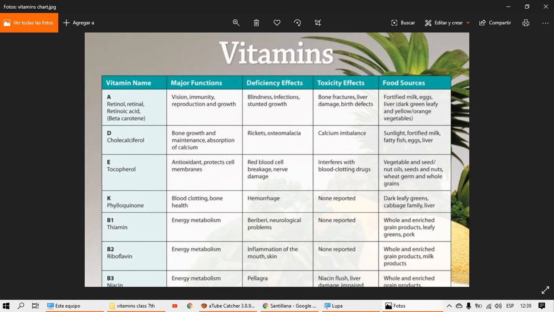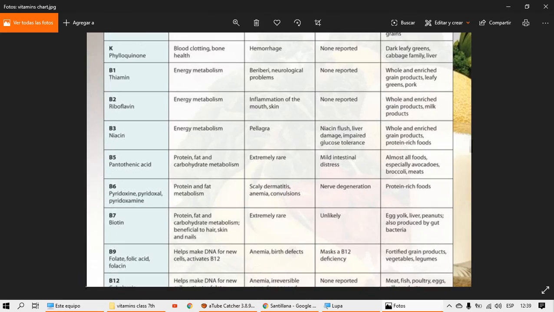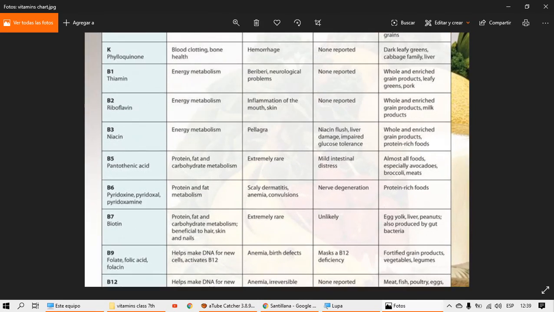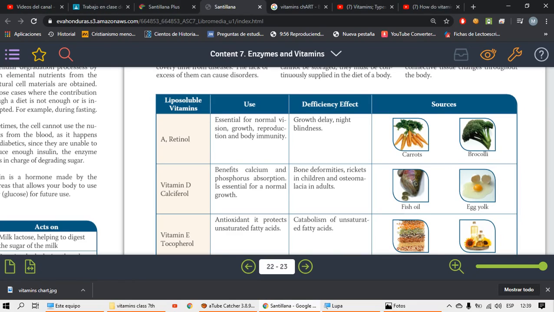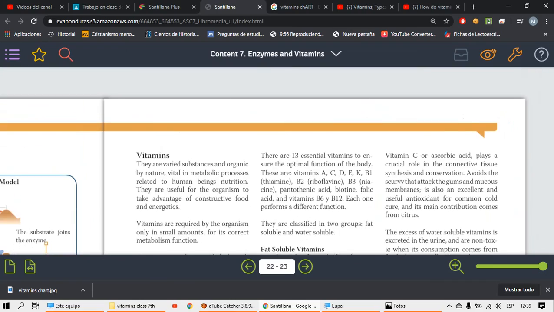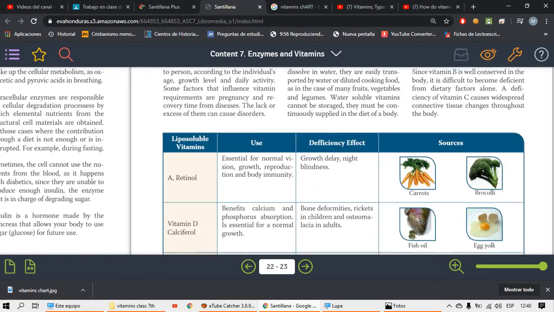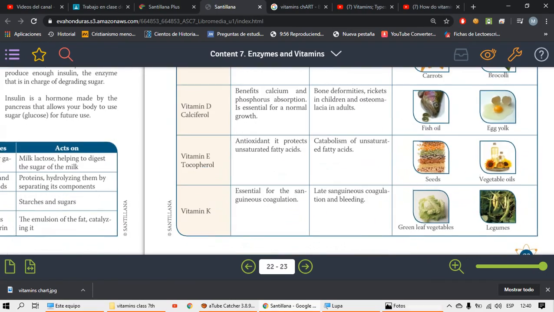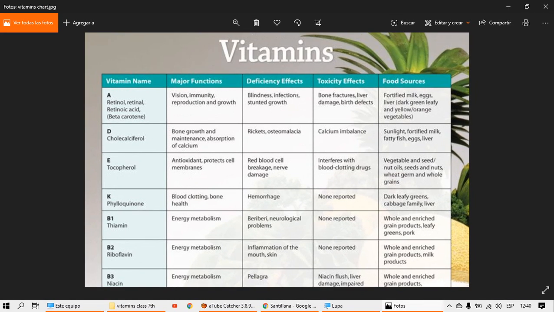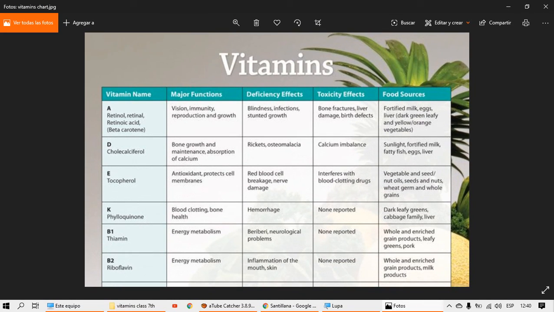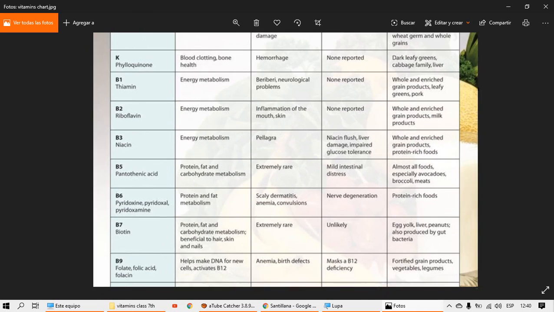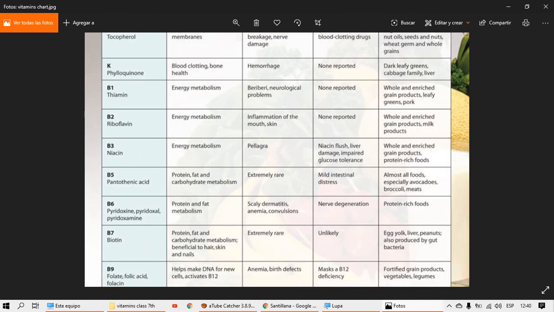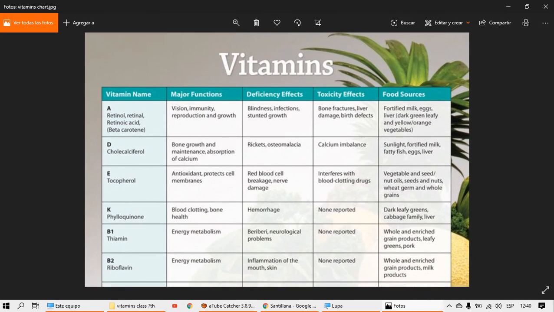I want you to take this chart and copy it in your notebook. So, review. Which are your activities? Underline the important information in your book, read the information, then check the picture that I will upload to the platform and copy this chart complete in your notebook. You can use pen, colors, markers to decorate it. That will be your activity of today.